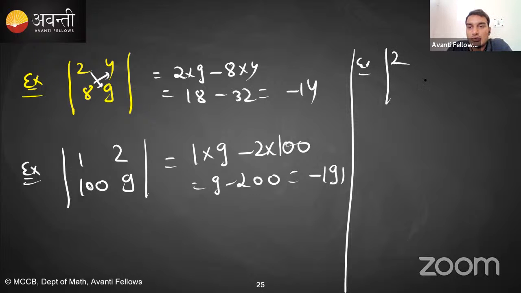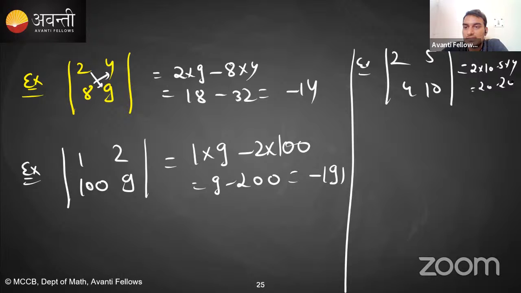Determinant of, let's say, 2 10 5 4. What do you get? Tell me quickly in the chat box. Now tell me the determinant of 2 5 4 10. I want to know that each and everyone has got the answer. Yes, very good. How did you find it? Again simple: 2 into 10 minus 5 into 4, what do we get? 20 minus 20 which is 0, right?